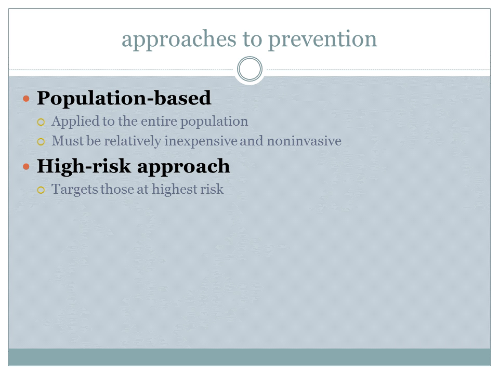Here are some varied approaches to prevention. One is population-based, which is applied to the entire population, and in order to be effective, must be relatively inexpensive and non-invasive. You can think of fluoride in the water, for example. A second approach to prevention is the high-risk approach, or sometimes called targeted approaches. This approach to prevention targets those at highest risk for a particular disease. So a priority population in the high-risk approach may receive tailored messaging, whereas the general public in population-based approaches may receive basic health education messages. Next slide, please.